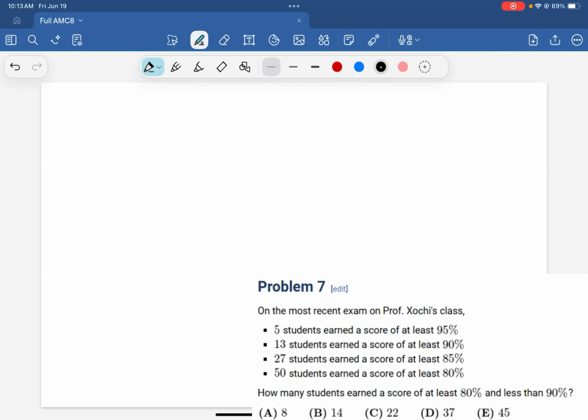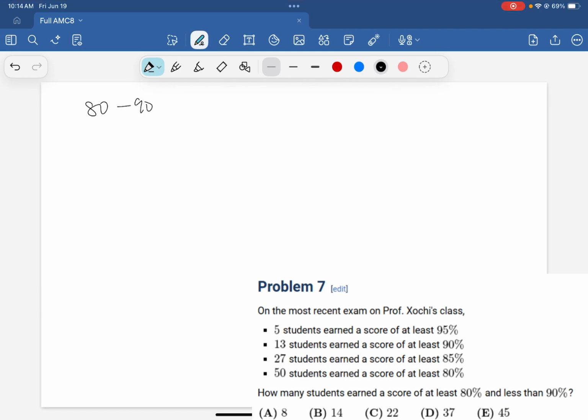Problem 7. On the most recent exam in Professor this guy's class, 5 students scored at least 95%, 13 scored at least 90%, 27 scored at least 85, and 50 scored at least 80. How many students earned a score at least 80 and less than 90? So between 80 and 90.